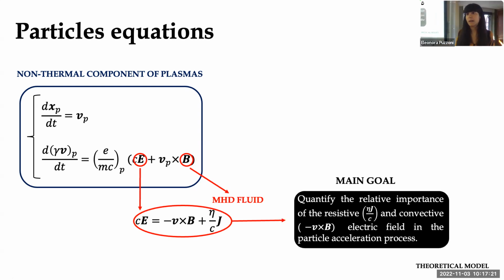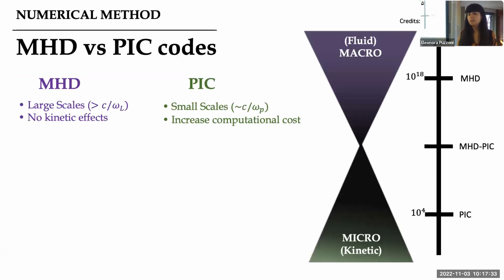So one of the goals of my work was to quantify the relative importance of these two terms in order to understand if, when, and why one contribution prevails over the other in accelerating particles. Due to the large number of equations to be solved for the particles and for the fluid, the study of particle acceleration is carried out through numerical simulation with different numerical approaches, such as the magnetohydrodynamic one and the particle-in-cell one, that work on different spatial and temporal scales, as you can see here.